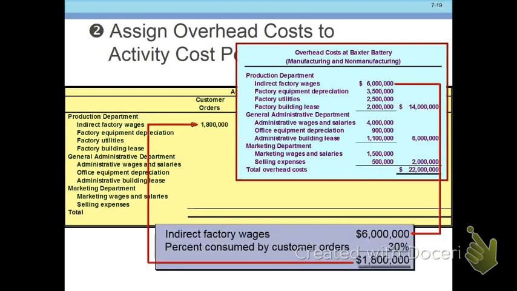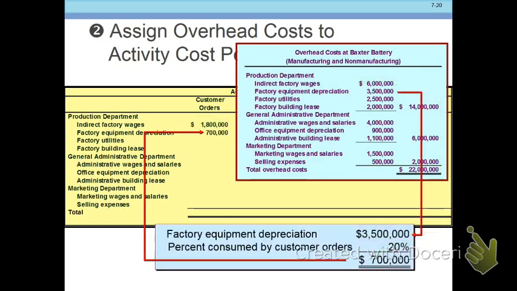So now what we're going to do is take our overhead. In this case, let's just start with our production up here, 6 million. We're going to multiply it by 30%. Where did that 30% come from? That 30% came from the prior slide with the percentages. So how much do I apply to customer orders? I apply 1,800,000 to customer orders. And I do this for that entire spreadsheet.